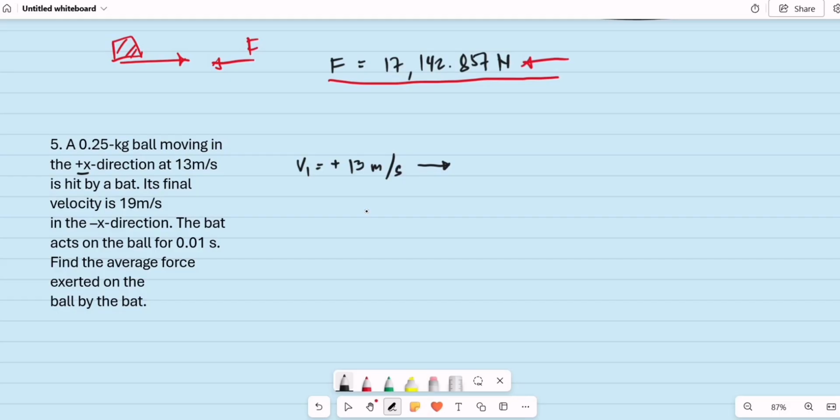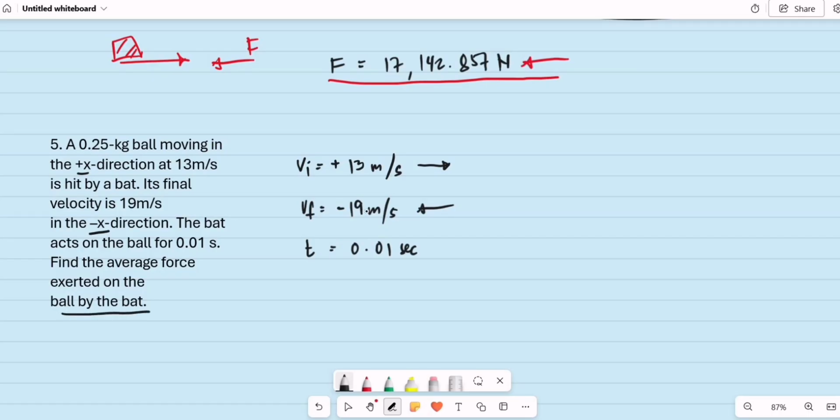So it's hit by a bat. Its final velocity is 19 meters per second in the negative x direction. So if that is our initial velocity, our final velocity now is 19 meters per second, but it is on the negative x-axis, so we should assume this one as negative, or basically moving to the left. The bat acts on the ball for 0.01 seconds, so the time is equal to 0.01 second. Find the average force exerted on the ball by the bat.